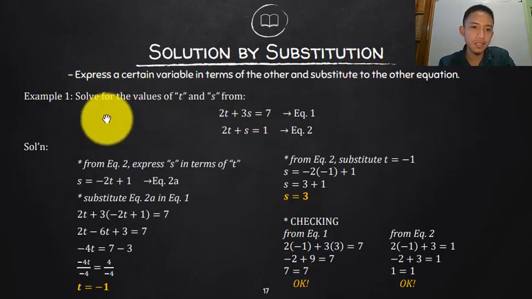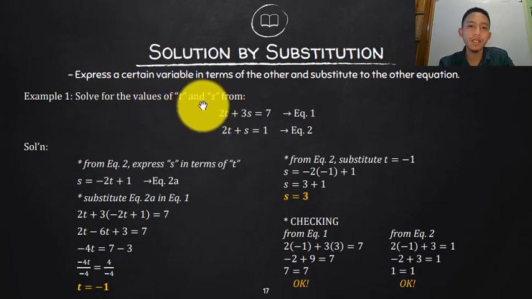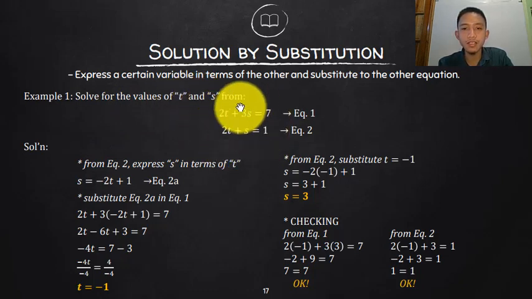So for example, look at this example number 1. Solve for the values of t and s. In the first place, it is stated there that there are two unknowns. By merely looking, this is a system, a group of two linear equations. It is a system of linear equations.